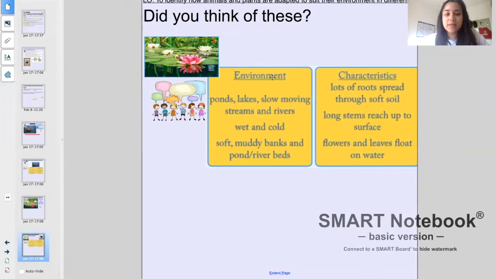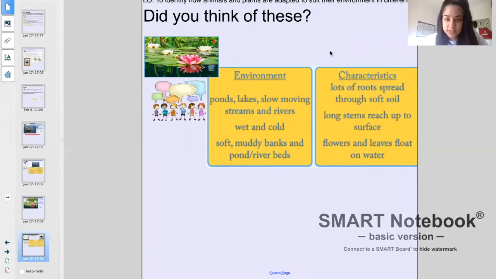So for the environment, hopefully you said it's a lake or a pond or slow moving streams and rivers. The water doesn't look like it's got much movement. Hopefully you said wet and cold as well as soft and muddy banks and ponds or riverbeds. So these are just a few ideas. If you thought of this as the description for the environment, well done.